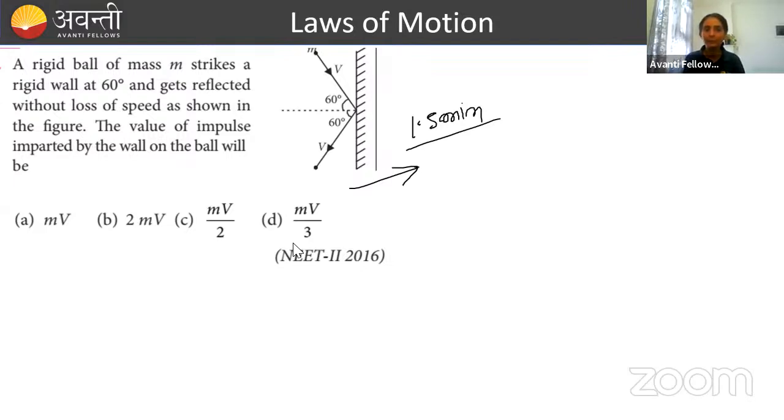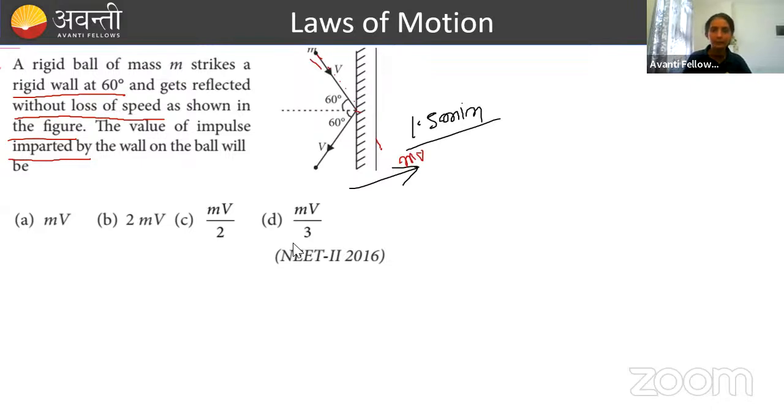There is a rigid ball of mass m that strikes a rigid wall at 60 degrees and gets deflected without loss of speed, as shown in the figure. So it is striking the wall with velocity v, and after striking the wall it goes away in this direction with the same velocity. The value of impulse imparted is what? So here, what is happening? You can see that the initial momentum in this direction is how much? mv.